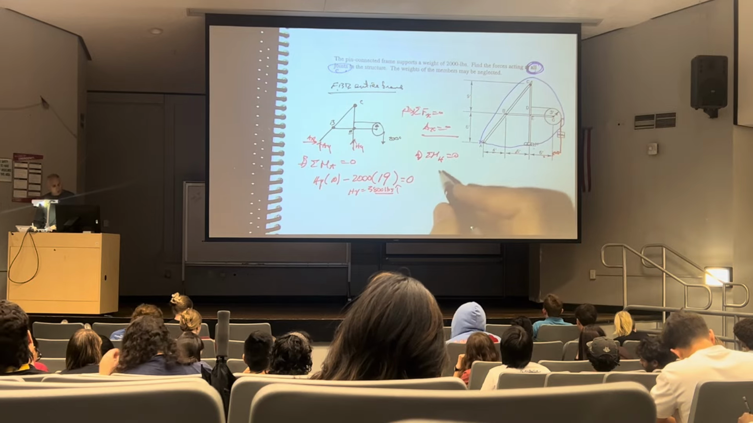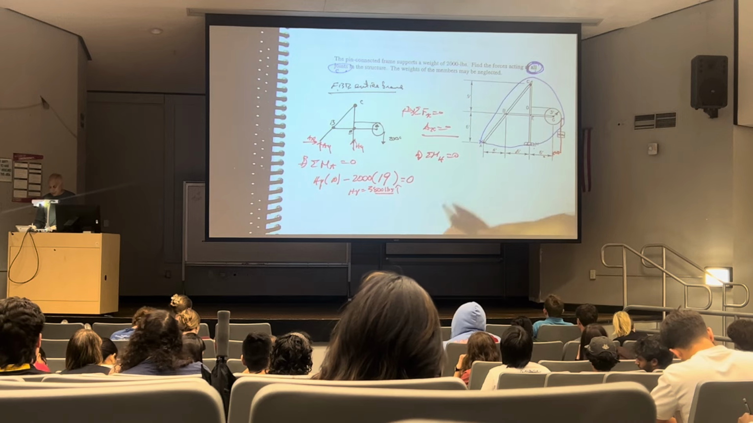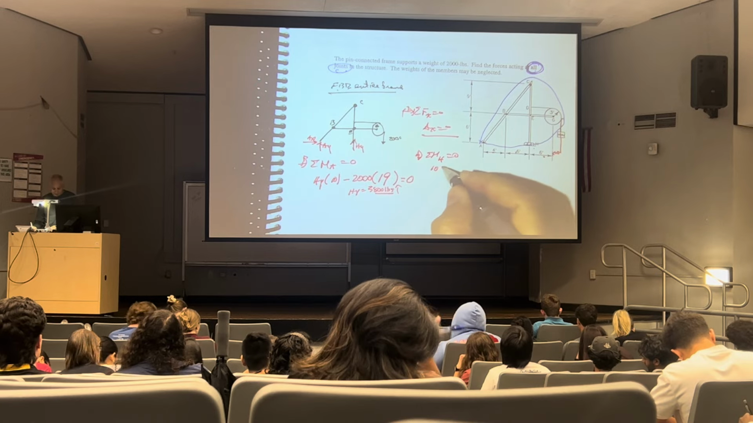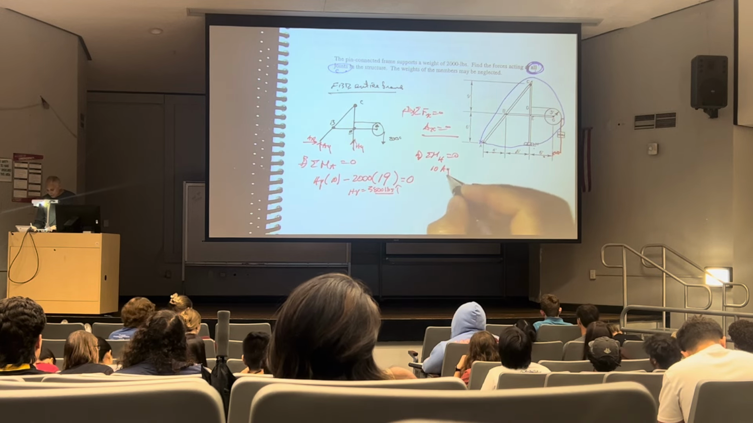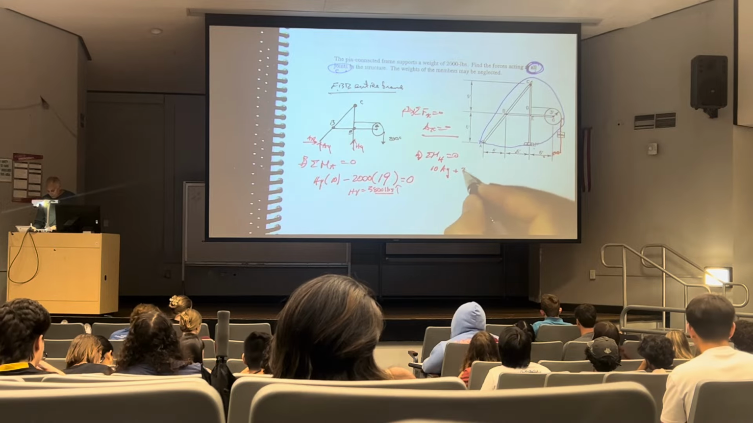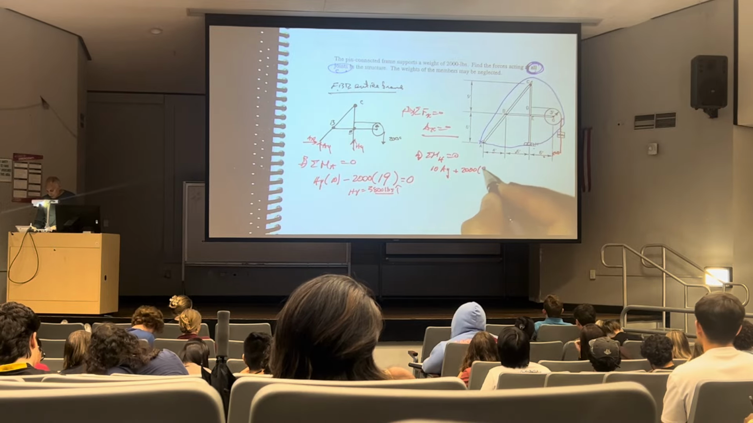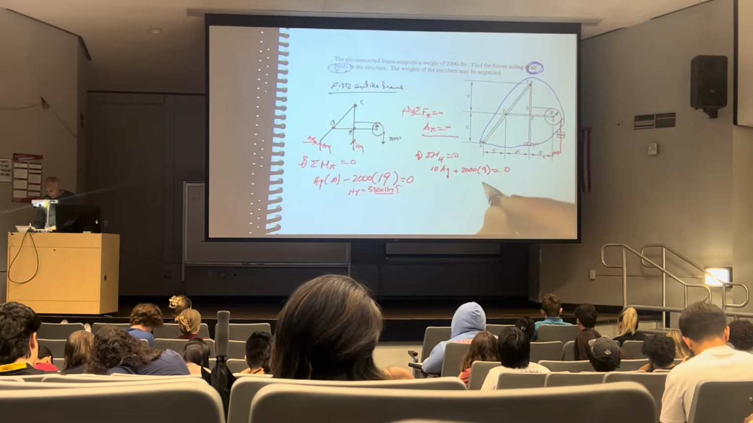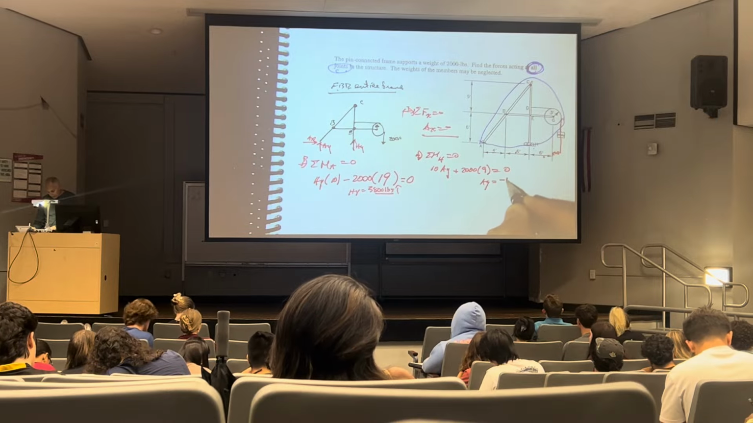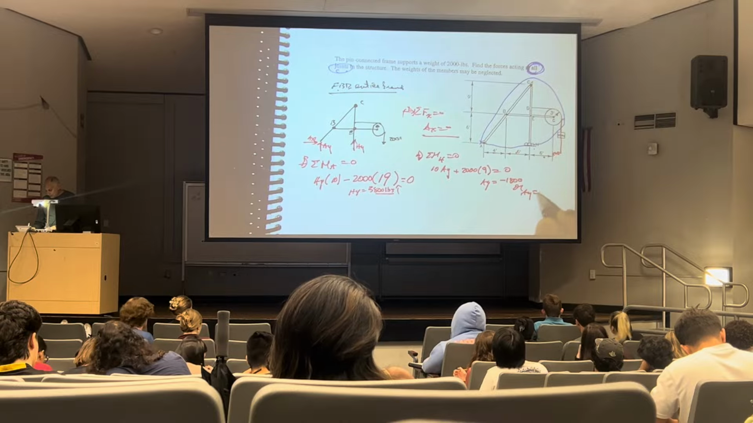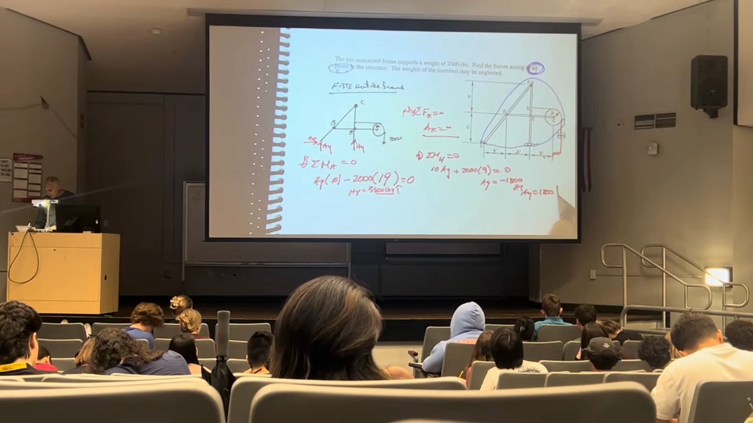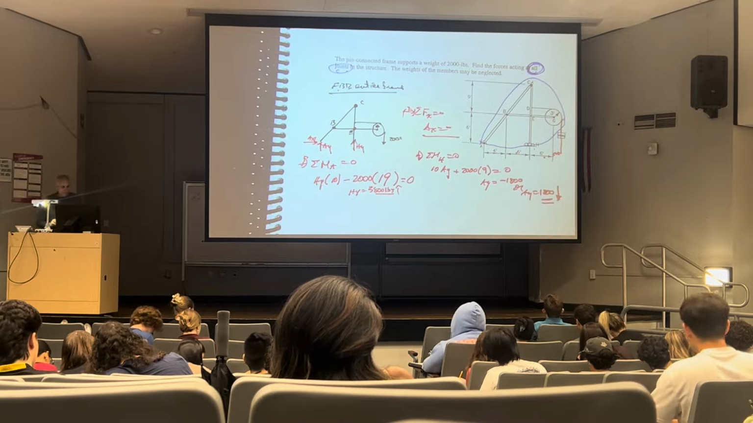I probably normally would not do it because moments take a lot longer to deal with, because I have to have distance and force and the positive and negative for it. 10 AY plus 2,000 times 9 equals 0, or AY is equal to minus 1,800, or AY is 1,800 pounds downward.